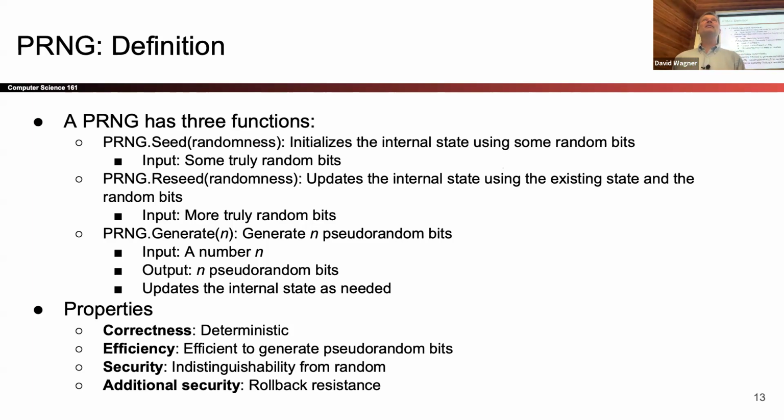So a pseudorandom number generator has some initial state. When you set the seed, it initializes the state. Each time you call generate, it produces some pseudorandom output and updates the state so that it can be ready to generate more.